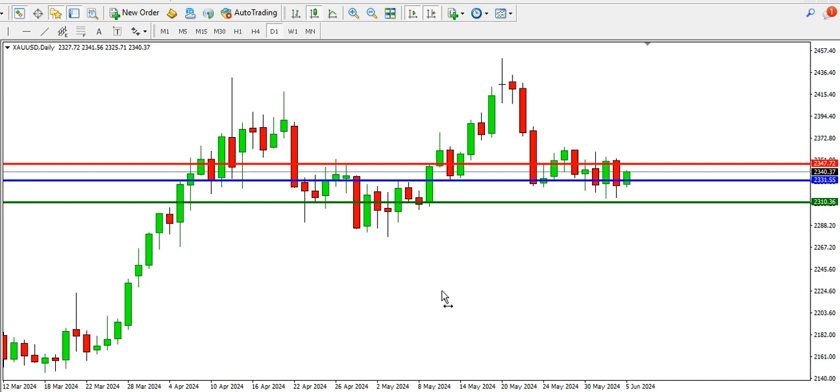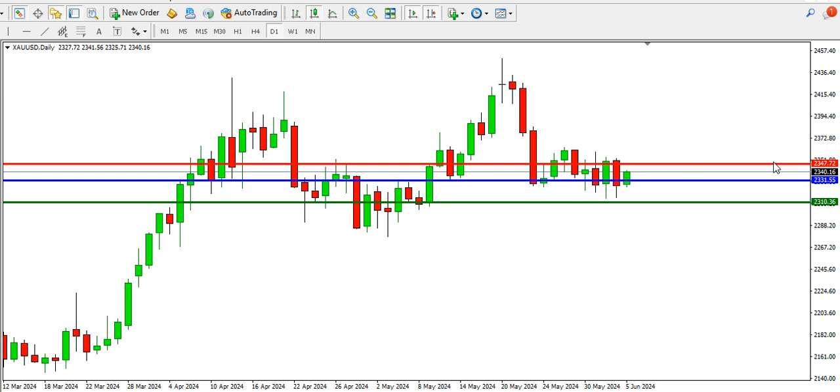Today we'll be looking at how we can trade gold XAUUSD on the lower time frames. But before we go to the lower time frames to see how we might possibly trade gold, we'll take a look at what has happened on the higher time frames, and I'll be starting with a pivot analysis on the daily time frame.